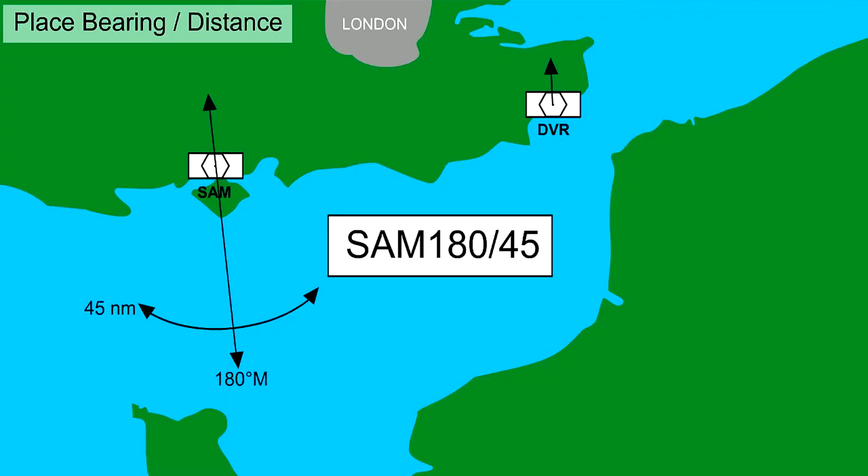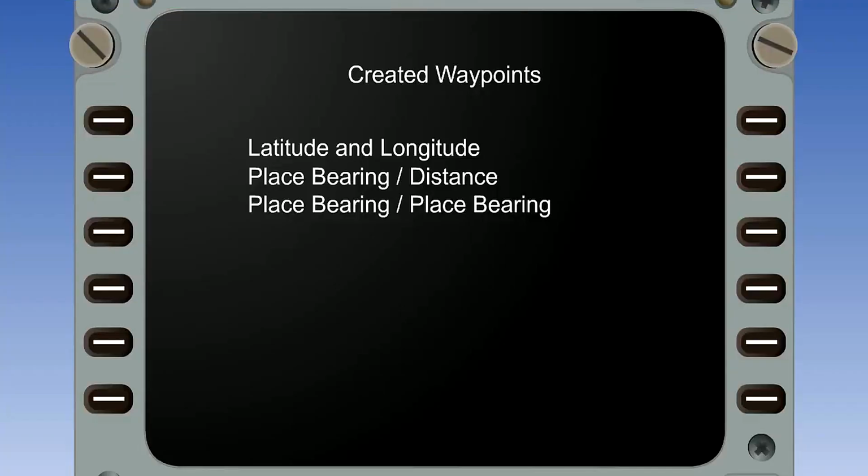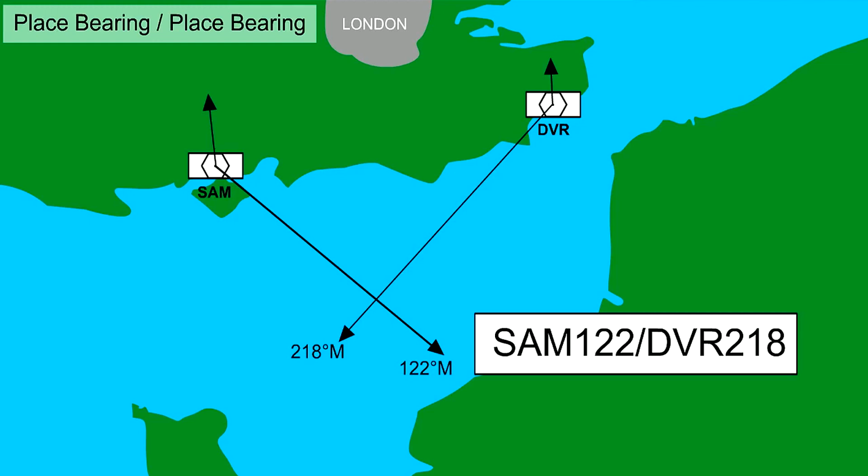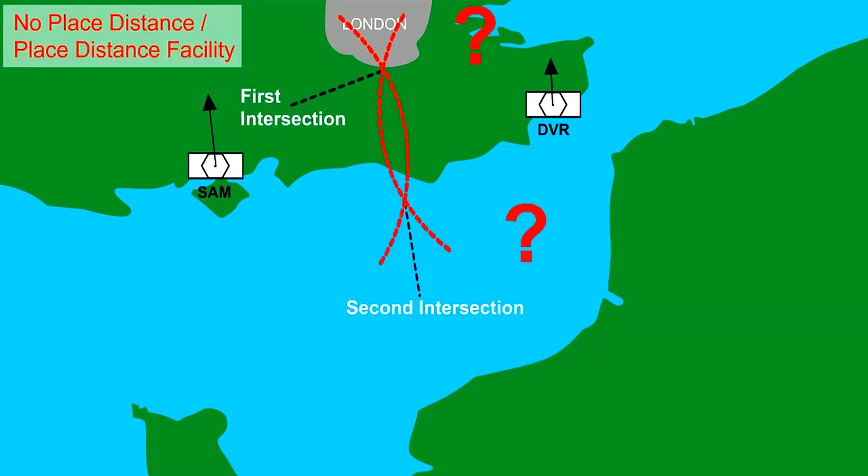For instance, Sierra Alpha Mike 180 to 45 means 45 nautical miles range on the 180 magnetic radial from Southampton VOR. There is also place bearing / place bearing. Sierra Alpha Mike 1 to 2 / Delta Victor Romeo 218 is where the 1 to 2 Southampton radial crosses the 218 Dover radial. Note, however, that there is no place distance / place distance facility, as this would result in two possible solutions and the FMC would not know which one to take.